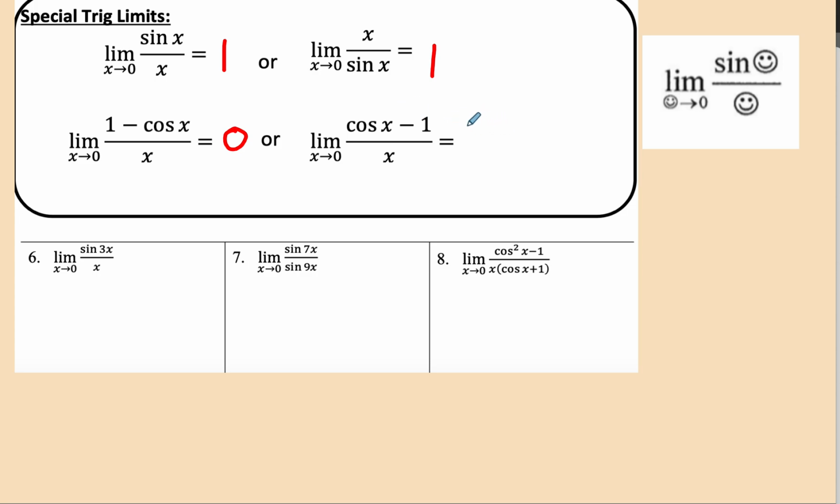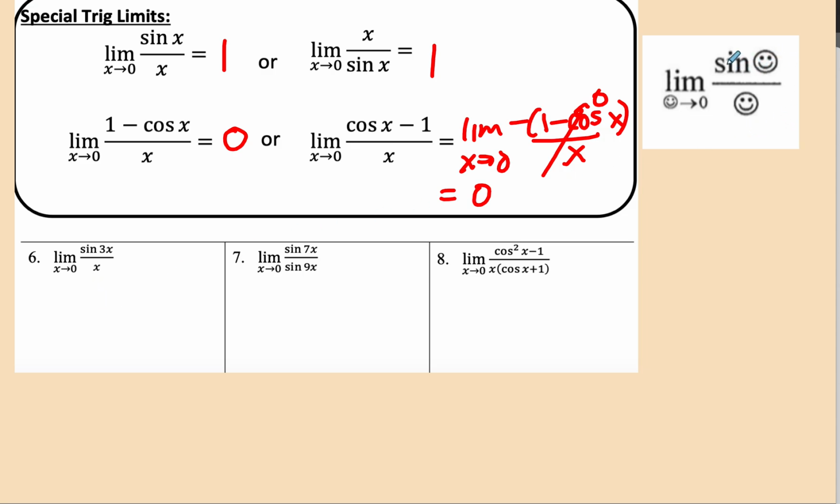And the reason why is this is the same thing as the limit as x approaches 0 of the opposite of 1 minus cosine of x all over x. If I factor out a negative 1, this will still go to 0, and so the answer is still 0. Okay, we're going to use these trig limits to figure out this answer.